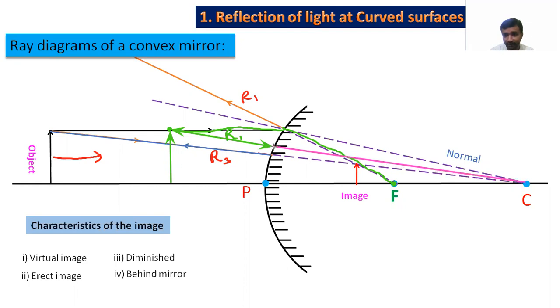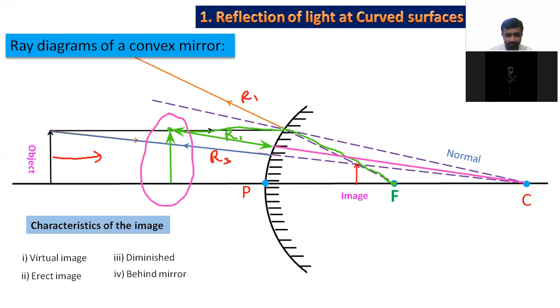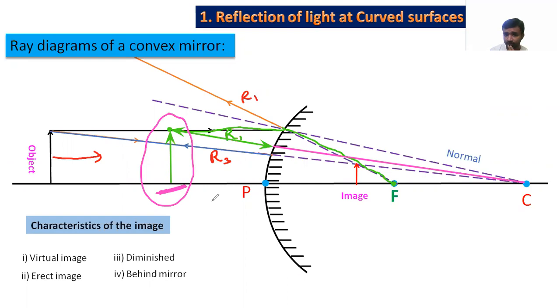Now, can anybody write the characteristics for the second position for this object? Characteristics. Anyone? Rohit? Sir, characteristics for this position: virtual image. Why virtual? Why did you say virtual?